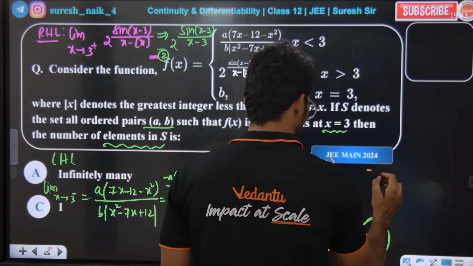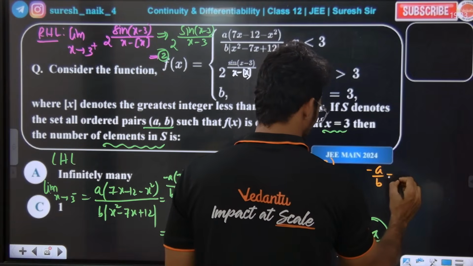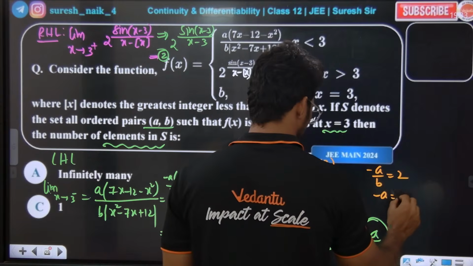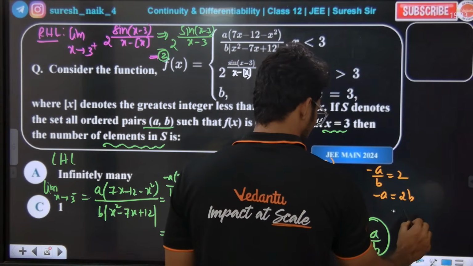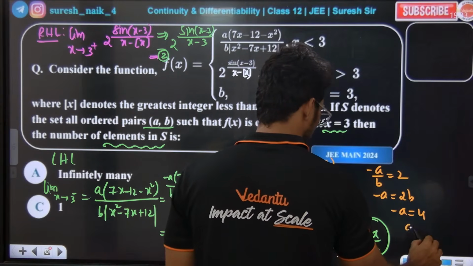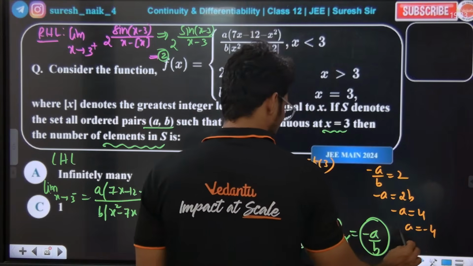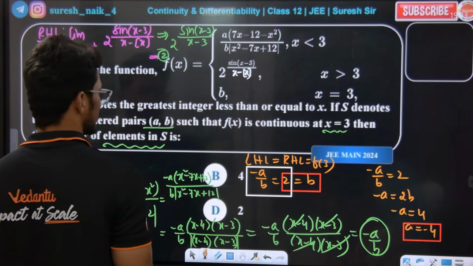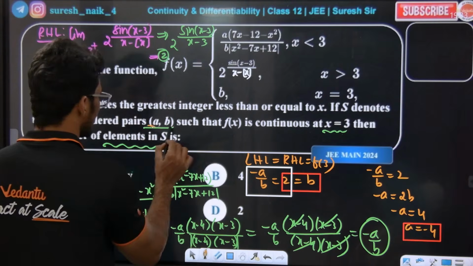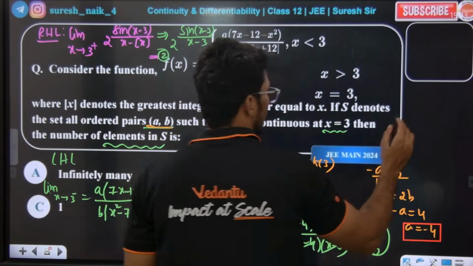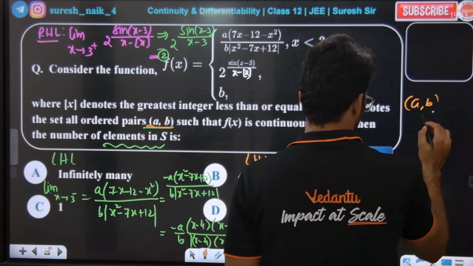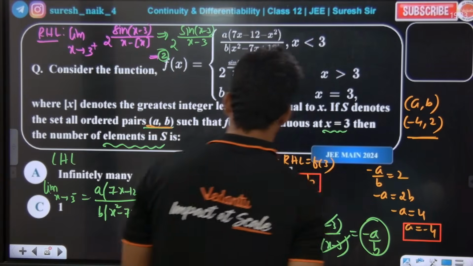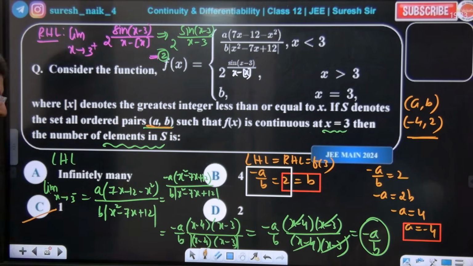b value 2, minus a by b is equal to 2. b value 2 means a value is equal to minus 2b, so minus a is equal to 4. So a is equal to minus 4. I'm writing very detailedly and clearly. a value minus 4, b value 2. They're asking us to find the ordered pair a comma b, which is minus 4 comma 2. There is only one ordered pair I'm getting. One ordered pair is the answer, so option C is the right answer.